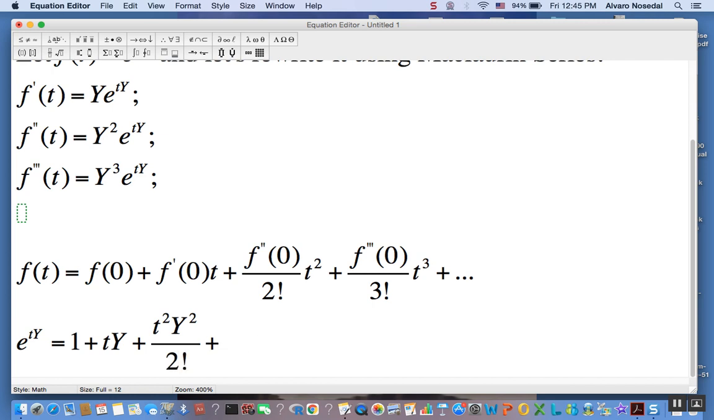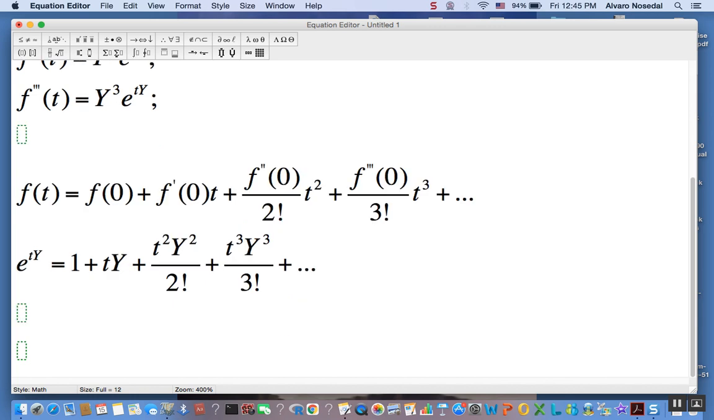Next one, something really similar. For f triple prime at 0, we only have y cubed left, times t cubed divided by 3 factorial. Let me copy paste this one, and then we will have a cube here, a 3 instead of a 2. Make sense?